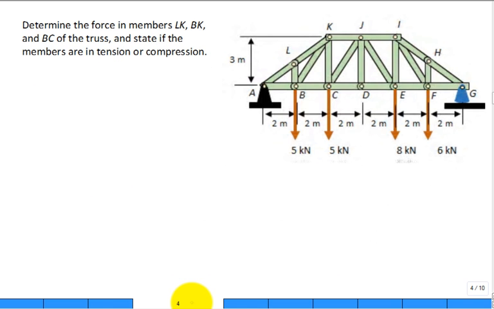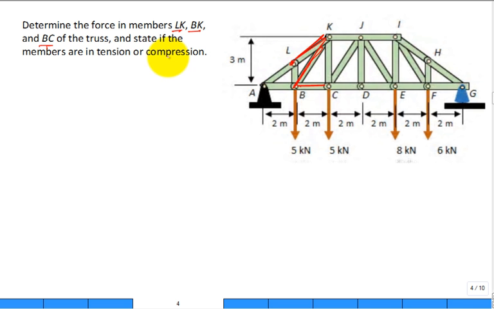So we move into another chapter, and this problem comes from structural analysis dealing with trusses. This is a truss problem. It says determine the force in members. How many members do they request? LK, let's find LK, that member. BK, right there, and BC, right there, of the truss, and state if the members are in tension or compression.